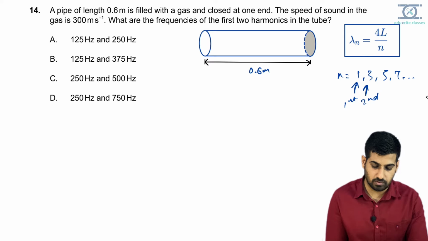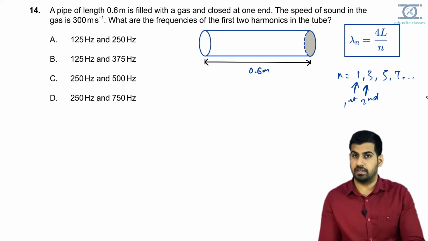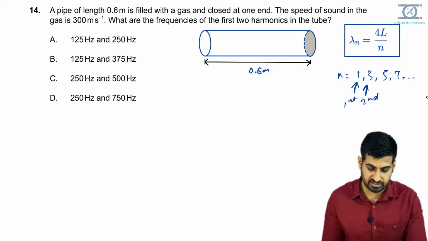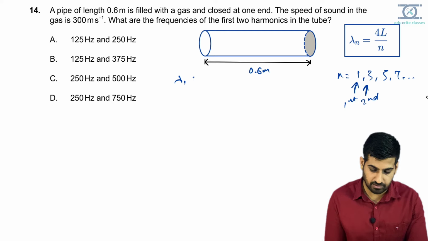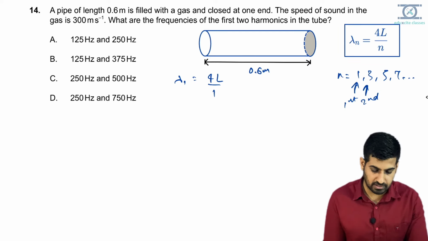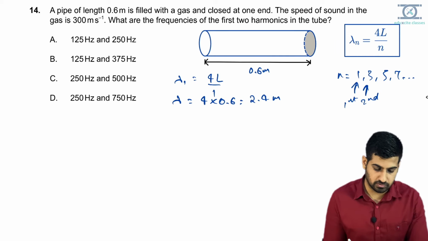So using this formula, we can calculate lambda, and then by using lambda and the speed we can calculate the frequency. So the lambda for the first harmonic will be 4L by 1, which is 4 times 0.6, that is 2.4 meter. So we got frequency 1, that is v by lambda, 300 by 2.4, which is 125 hertz.